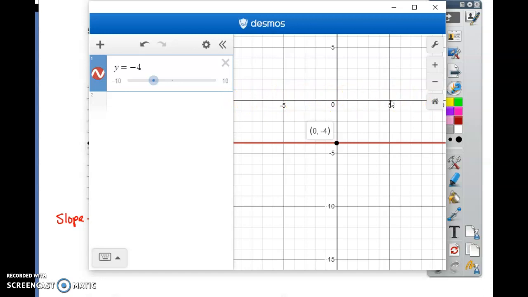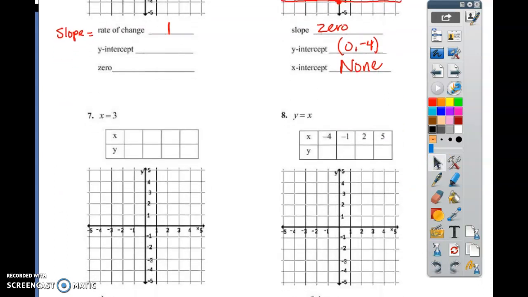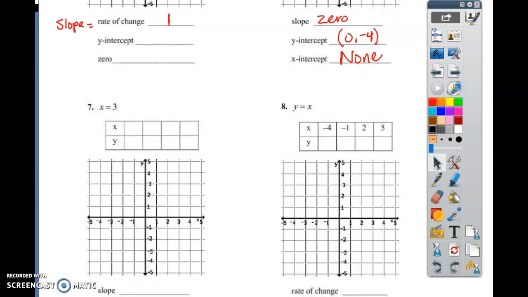Nowhere. So does it have an x-intercept? No, it doesn't have an x-intercept. It never crosses the x-axis. So my y-intercept is 0, -4 because it goes right here through -4. But my x-intercept, there is none. None. Ninguna. So that's the same thing that you would do for problem number 7.